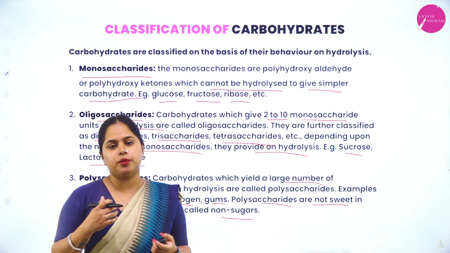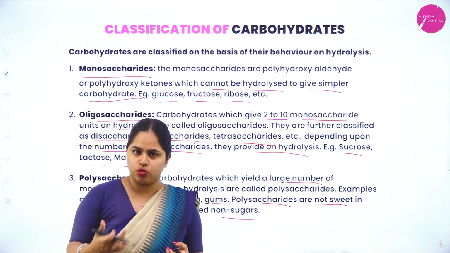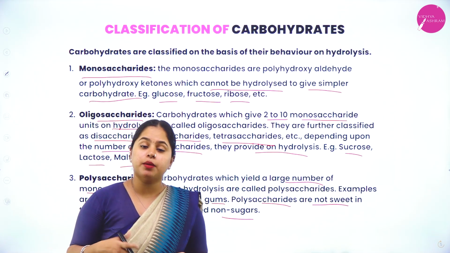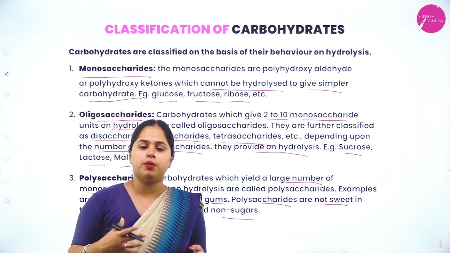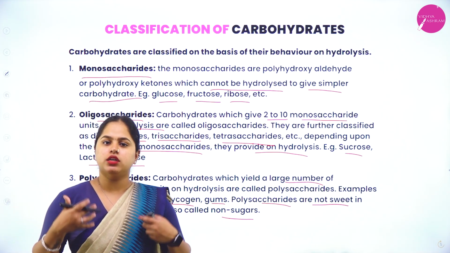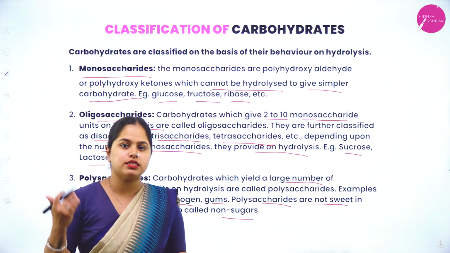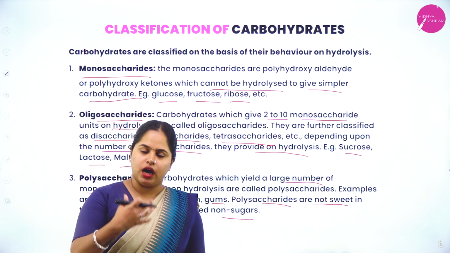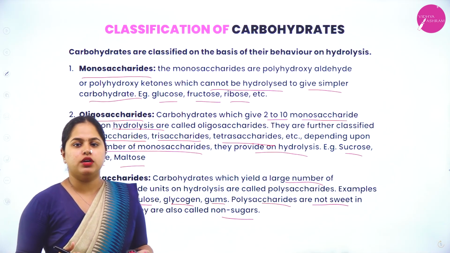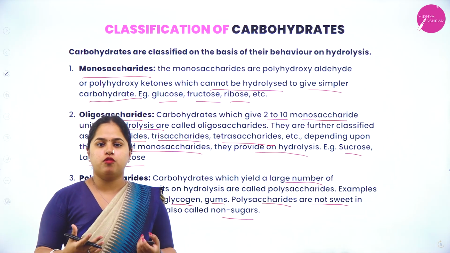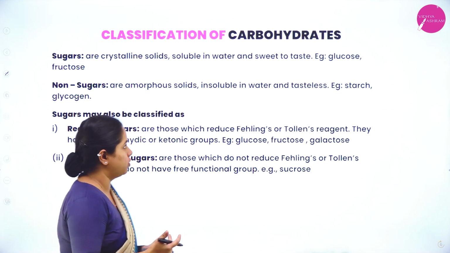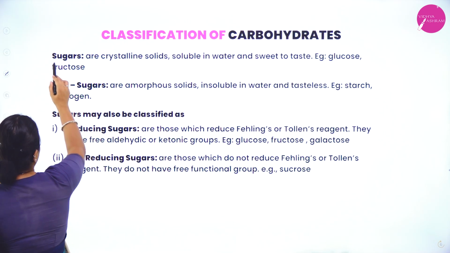Just now we discussed in the beginning that carbohydrates are called sugars because they generally have a sweet taste. But considering polysaccharides, which are made up of more than 10 monosaccharide units, they are not sweet in taste, hence they are called non-sugars. Okay, carbohydrates are called sugars, but polysaccharides are not called sugars because they have a large number of monosaccharide units which loses its sweet taste and it's called non-sugar. Right, now what are sugars and non-sugars?